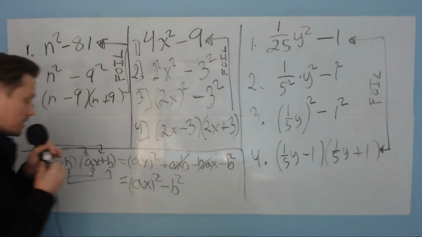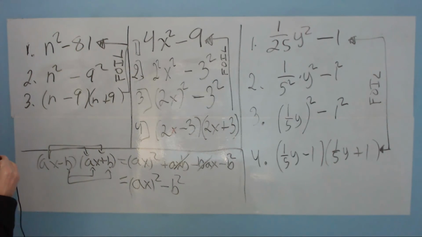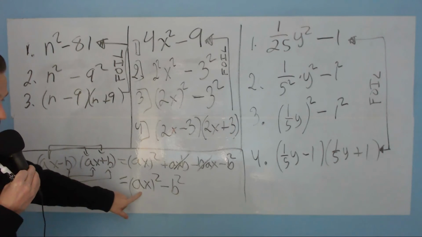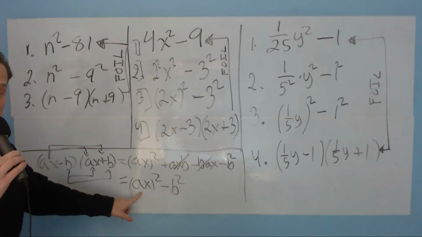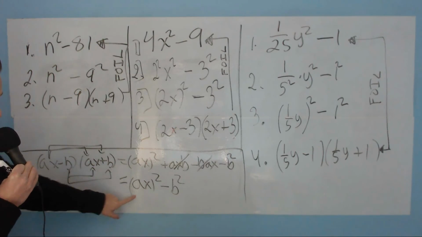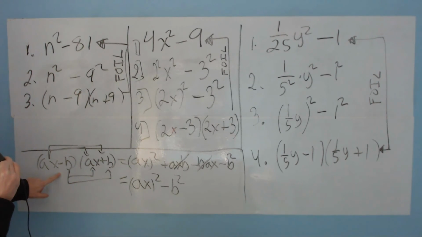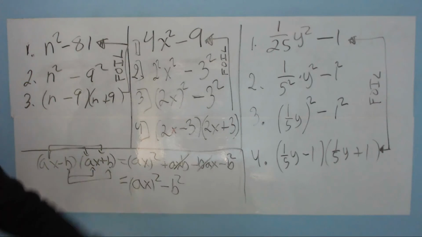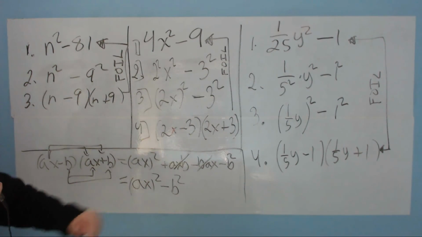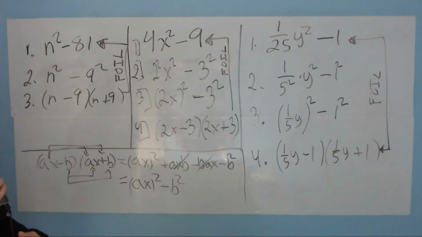What is this telling us? That's telling us something important, that you can go either from where I'm pointing, using FOIL, to where I'm pointing now, or you can instead, using factoring, go from where I'm pointing back to the factored form, ax minus b times ax plus b. The steps are reversible, in other words. Just like addition is reversed through subtraction, division through multiplication, FOIL can be used to reverse factorization, essentially.